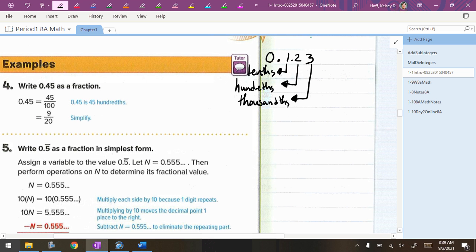And technically your place value goes on and on and on, but Miss Hoff is going to be a very kind soul, and she won't make you go higher or smaller, technically, than thousandths. Okay?